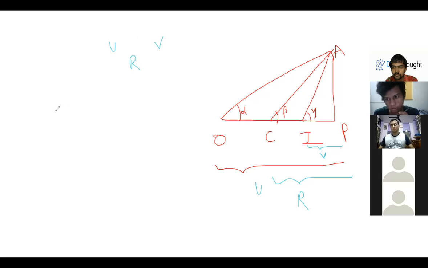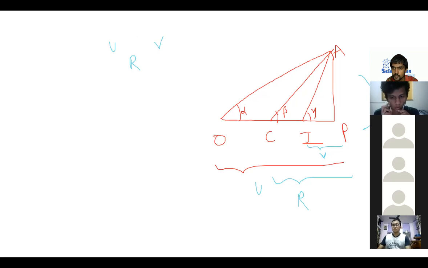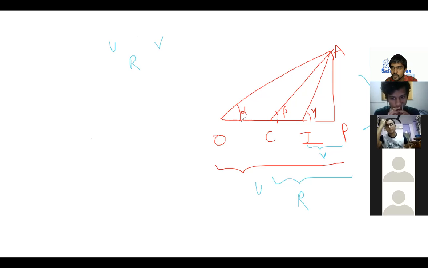And your radius is R, the radius of the sphere. Sir, what is a pole? The pole is the center of the spherical mirror. The symmetrical center.